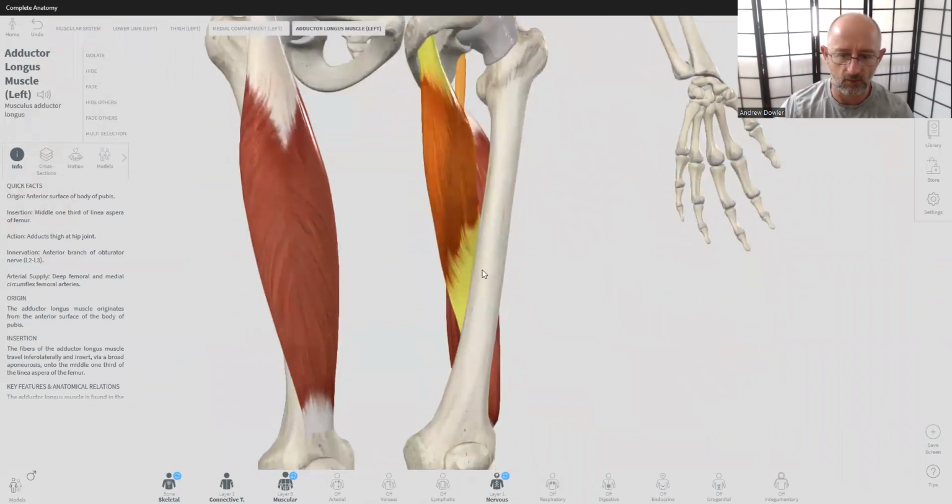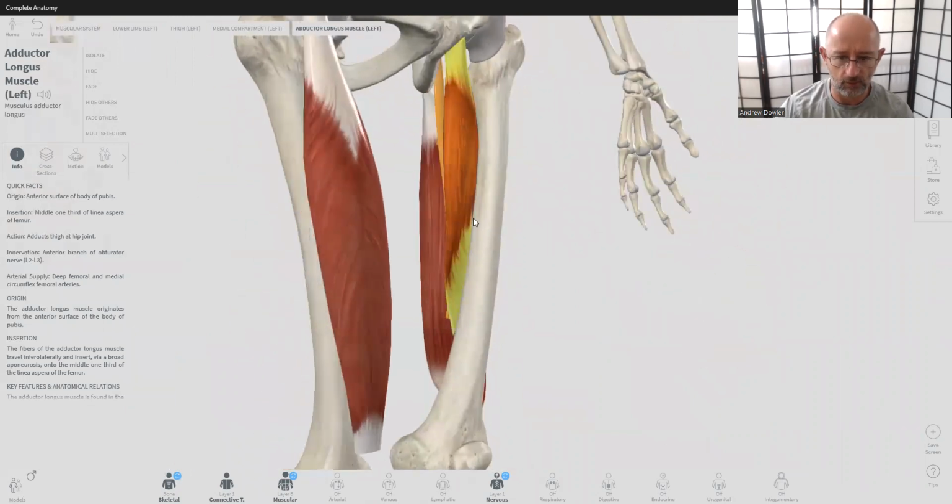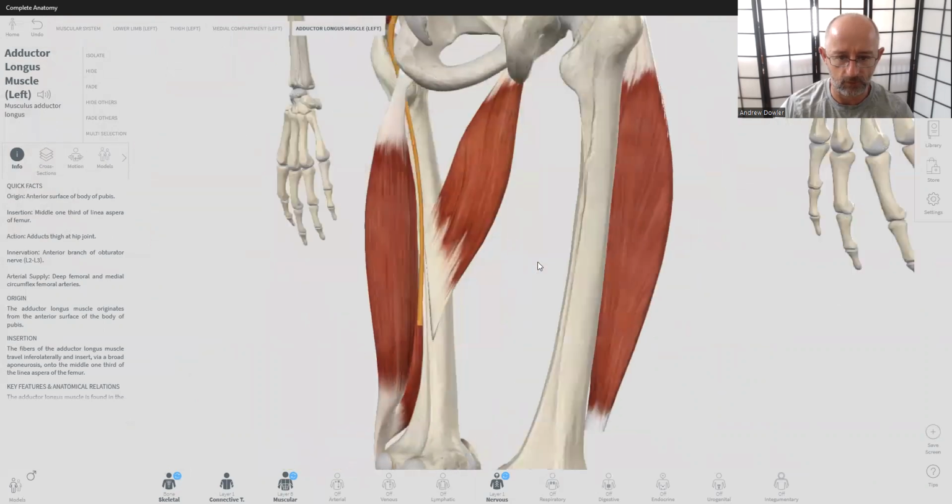you can kind of see it goes around a little bit, yeah, mid shaft of the femur. So it's attaching not just on one part of the bone, but almost a quarter of the bone, maybe a third of the bone has got a tendinous attachment to that muscle. So it's quite a long muscle attaching down there.